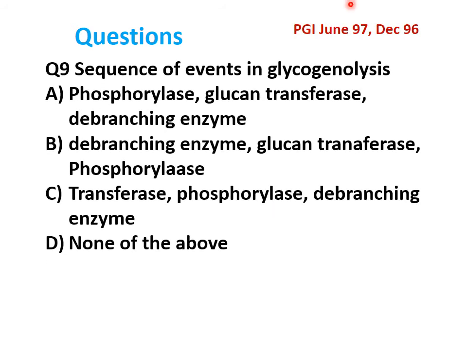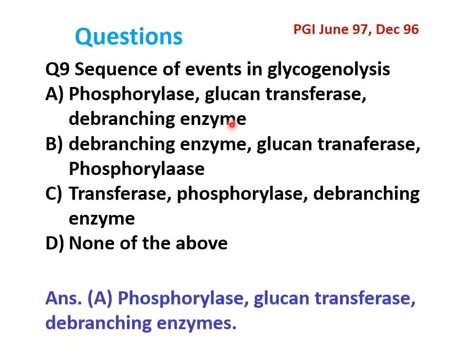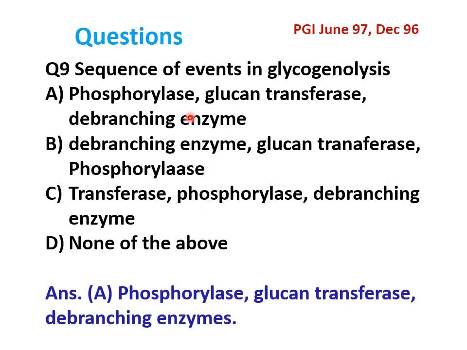Then this question was in PGI June 97 and December 96. The sequence of events in glycogenolysis: phosphorylase, then glucan transferase, and then debranching enzyme. You all know this is the correct sequence. First the enzyme is glycogen phosphorylase, then glucan transferase, which transfers a trisaccharide, and then the debranching enzyme. So the answer is phosphorylase, glucan transferase and debranching enzyme, that is A.